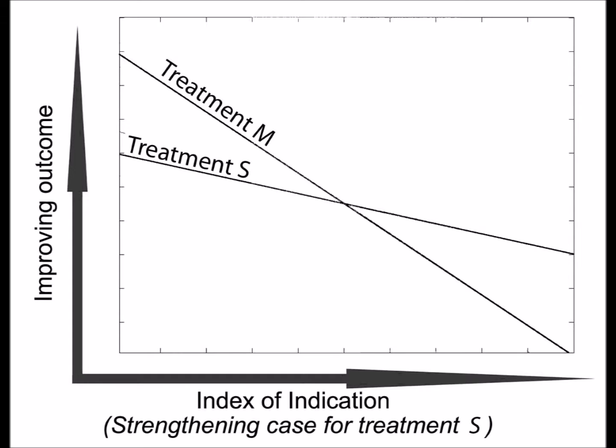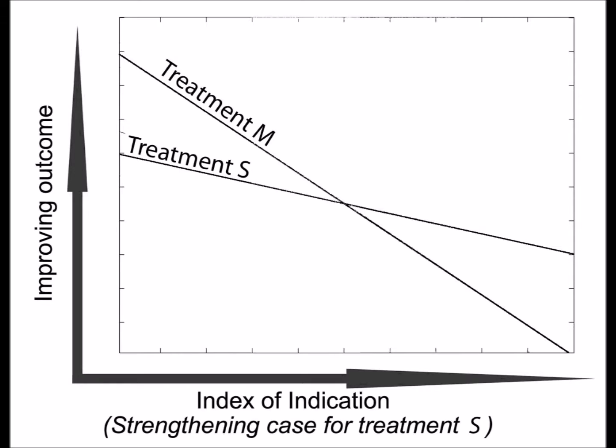The y-axis represents the spectrum of the index of indication, ranging from the left-hand end where treatment S is not indicated. For example, if carotid stenosis was 0%, no operation would be indicated. At the right-hand end are cases where treatment S is strongly indicated, so if this were carotid endarterectomy, this would be where stenosis was over 90%. Between these two extremes lies a zone of equipoise and a null point where the two lines cross.